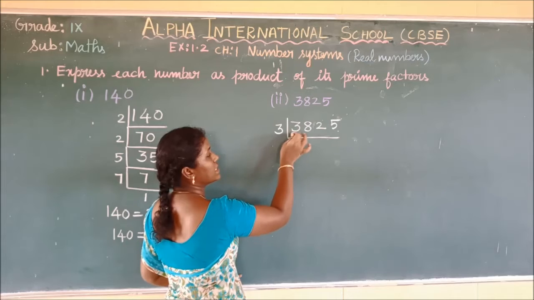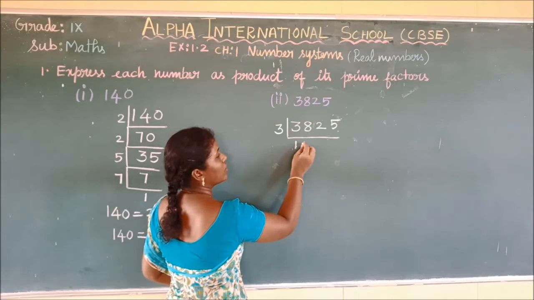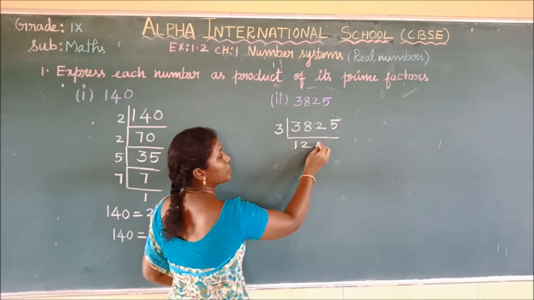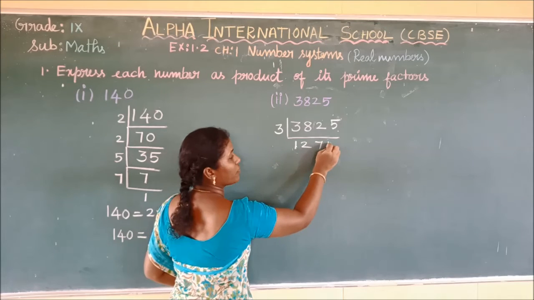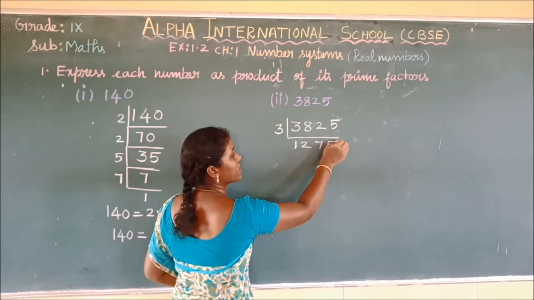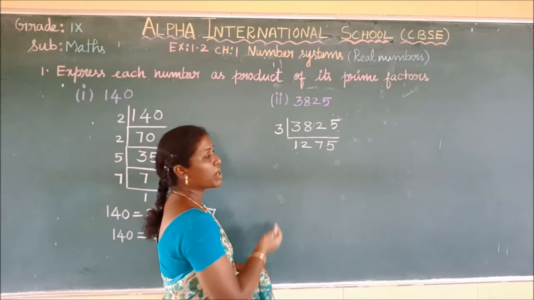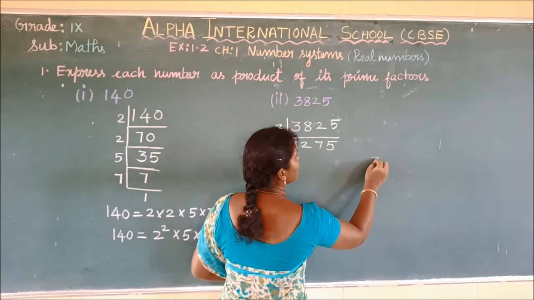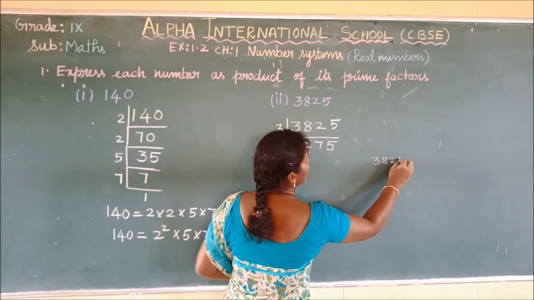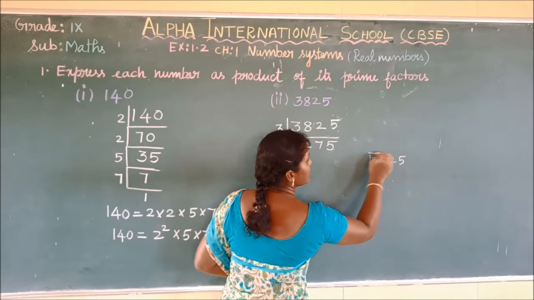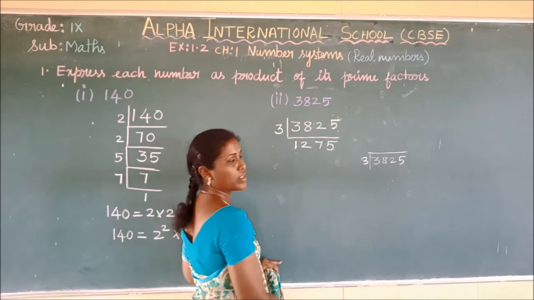What are we having? 1 3 is 3. Then 2 3s are 6. Remainder 2. 7 3s are 21 and 5 3s are 15. Just like a division. If I am not able to do it like this, take the number separately. 3825. Check dividing using 3. How will we divide?